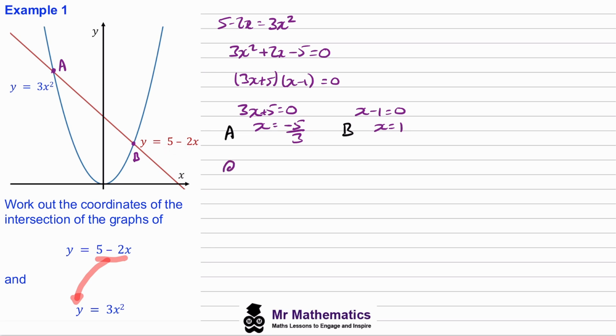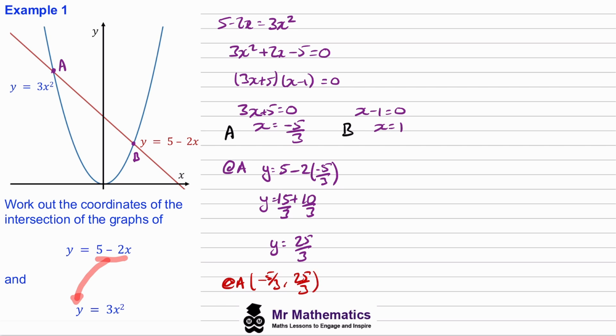So at A, y will be 5 minus 2 lots of that x value, so minus 5 over 3. So y will equal 5, and negative 2 times negative 5 becomes a positive 10 over 3. We'll add these two together with a common denominator, so we get 15 over 3 plus 10 over 3. So y will be 25 thirds. So at A, we'll have coordinates negative 5 over 3 and 25 thirds.